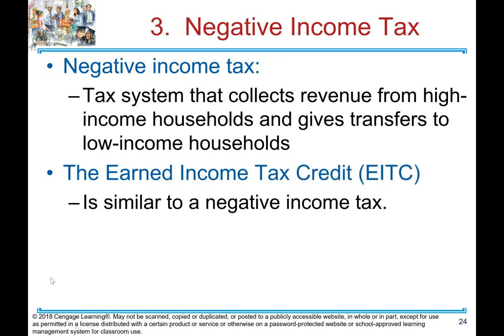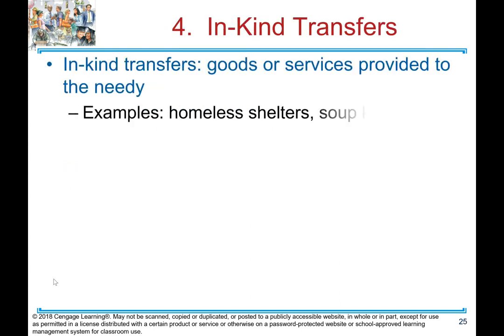Number three, negative income tax. A negative income tax is a tax system that collects revenue from high income households and gives transfers to low income households. They include the Earned Income Tax Credit, EITC, which is similar to a negative income tax.